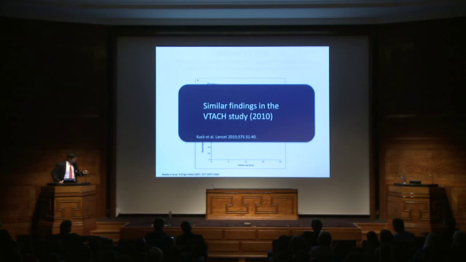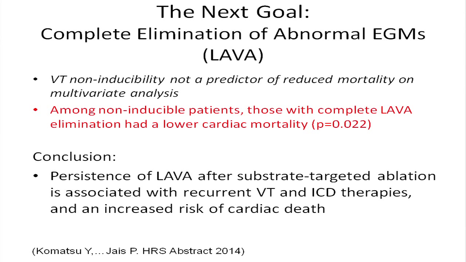So the next goal was to then go back at that scar tissue that I showed you, the very, very long late potentials, that ugly slow conduction within scar, and target all of those and get rid of them. And if you can do that, do you have better outcomes?